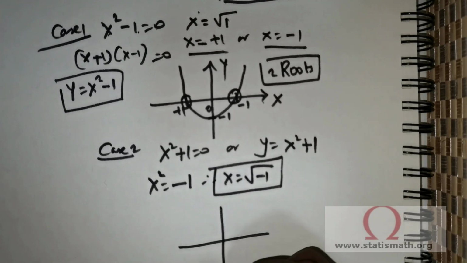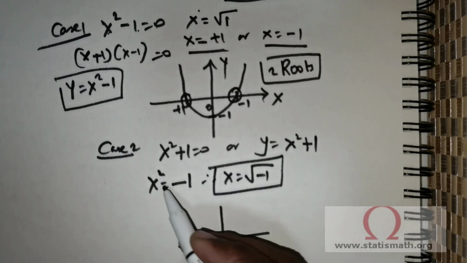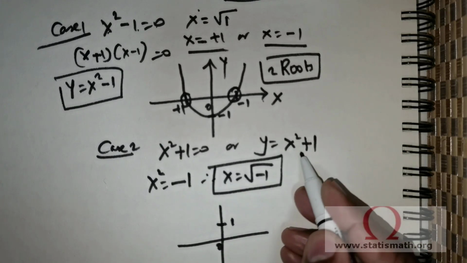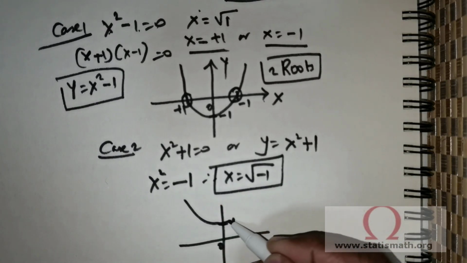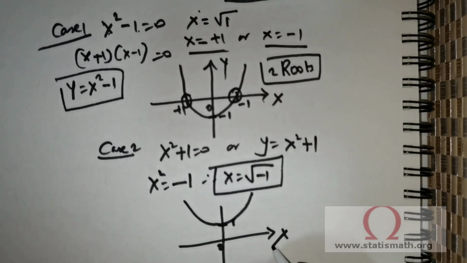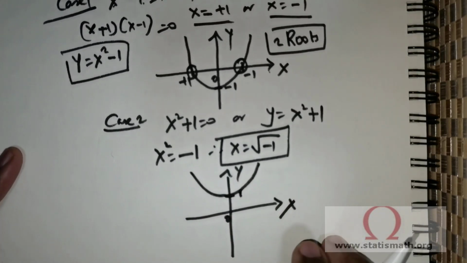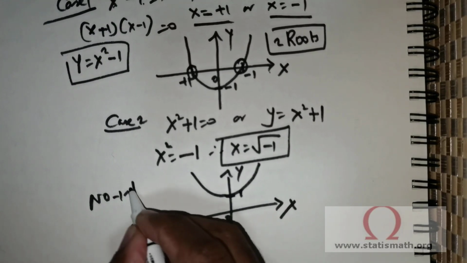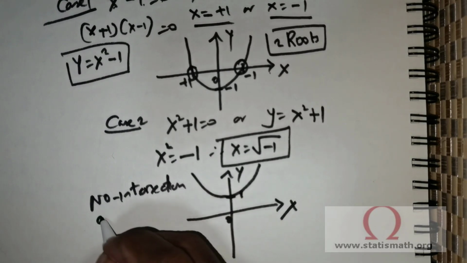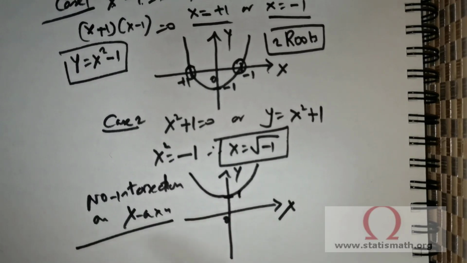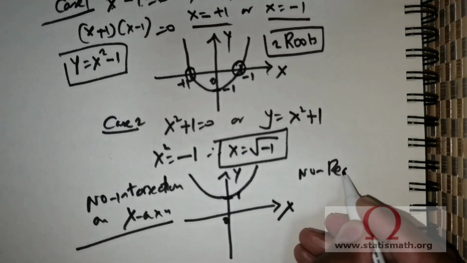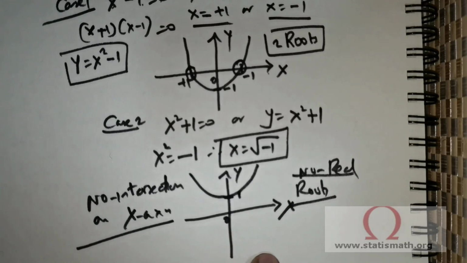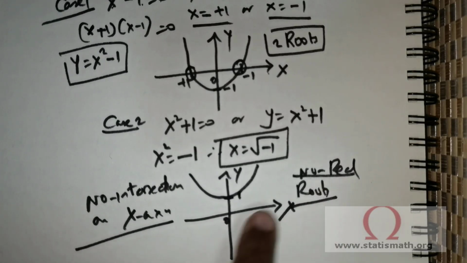Now, if you were to draw this graph, when x is equal to 0, the intersecting point will be 1 on the y-axis. So the graph is going to be something like this. The graph has got no intersection on the x-axis. So that means there are no real roots. But it doesn't mean that the graph cannot be drawn. It just has no real root.